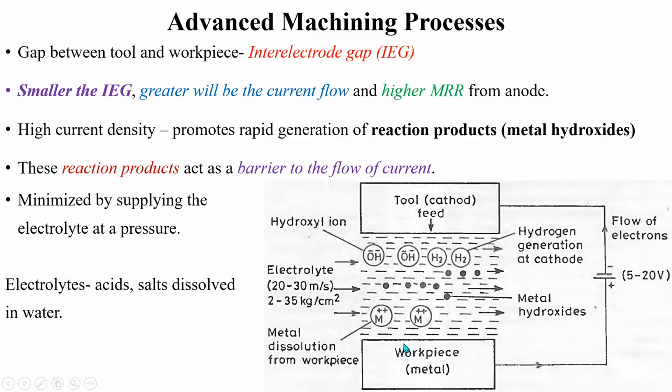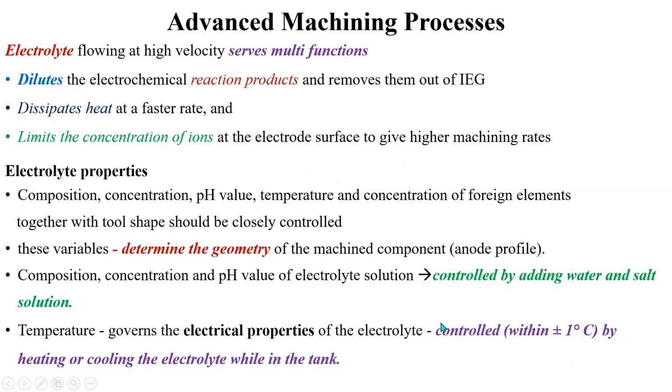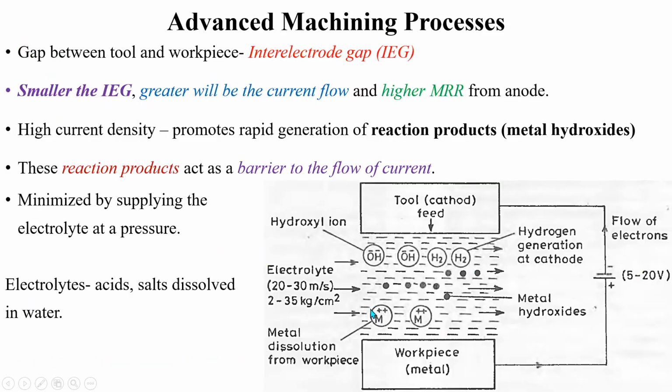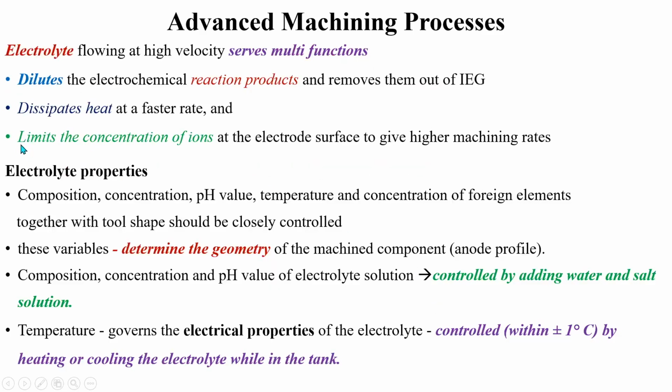You know that these metallic atoms dissociate from the anode surface to form metallic ions. Sometimes these metallic ions accumulate on the surface of the work material, that is on the surface of the anode. This will block the flow of electric current and reduce the machining rate. So the flow of electrolyte at very high velocity limits this concentration of ions on the anode surface to achieve higher machining rates.